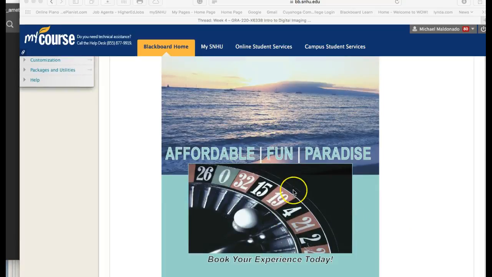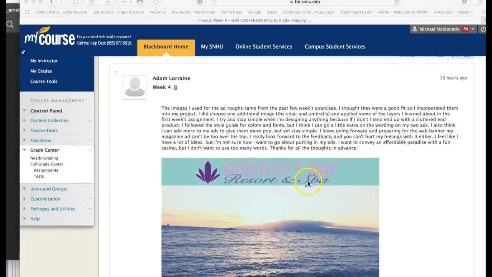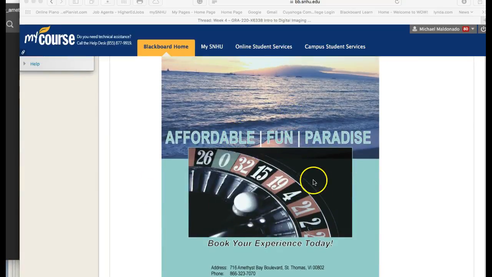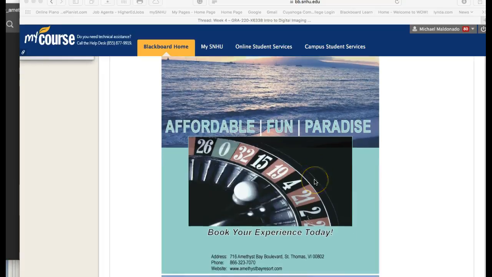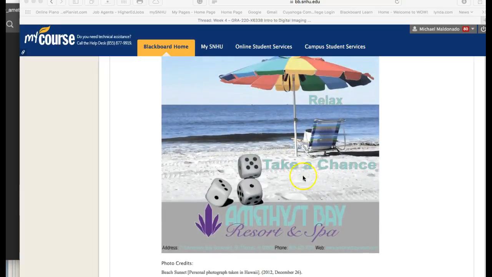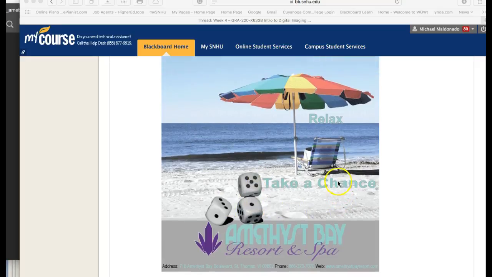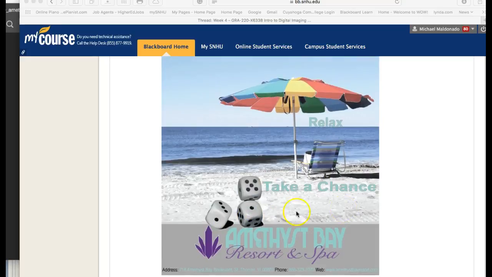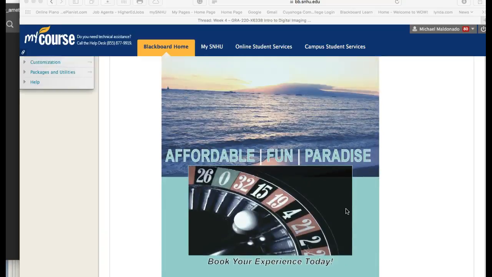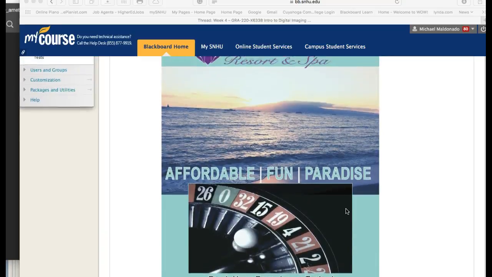Are these two images associated? Is this image associated with the Amethyst Bay? Is it a casino? Is there gambling there? Are you trying to promote gambling? Are you trying to promote generally the resort? And if so, why is the image of gambling within the same ad? Okay. We can say the same thing about this relax, take a chance, and then dice. So what does that have to do with the resort? Again, is it a gambling thing, or did you see what I'm saying? I'll show you some examples in a second that will make a lot of sense. But first, I want to talk about digital imaging in general.